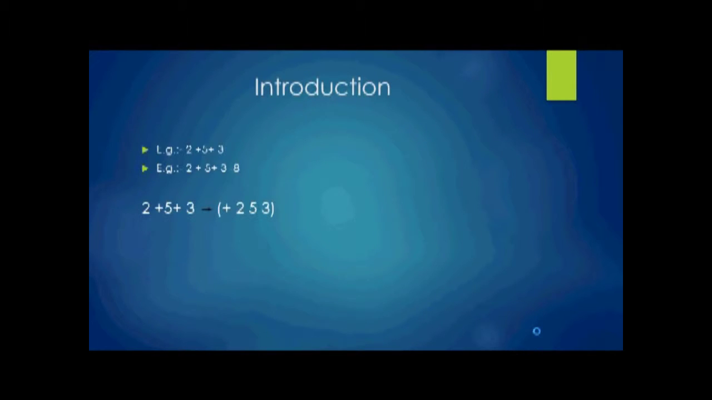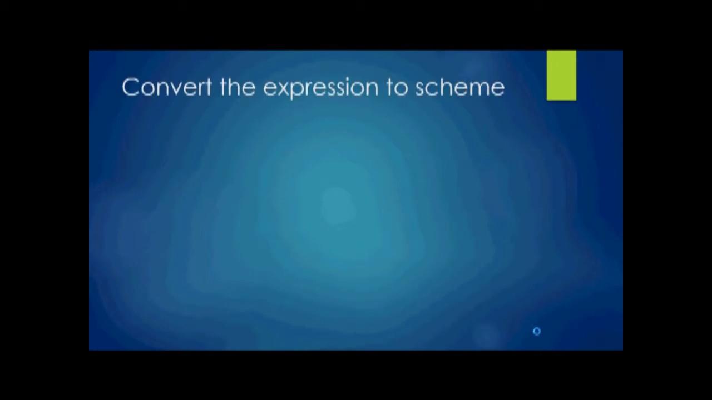First we will see how to convert 2 + 5 + 3 into Scheme. In Scheme, first you take out the operator and put it after the bracket, then put the 2, 5, 3 and close the bracket. This is the way to convert to Scheme. Second, 2 + 5 + 3 - 8. Get the minus out, do 2 + 5 + 3, and after that subtract 8.